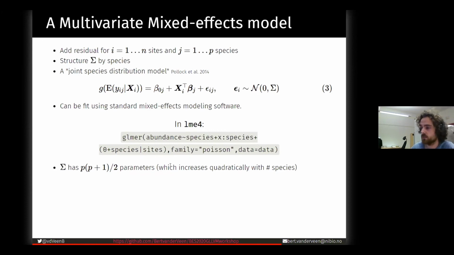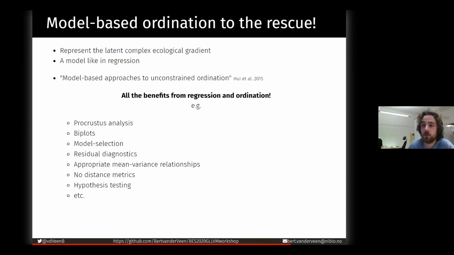That's all it is. The issue being that this model has an unconstrained variance covariance matrix, which has a lot of parameters, and the number of parameters increases very fast with the number of species. So if we have a large number of species, we generally can't fit this. Either the software will be fussy and give you convergence problems, or you don't have enough data to estimate all the parameters. And that's where model-based ordination comes into the picture, where now we're going to represent latent complex ecological gradients, but still with a model like in regression.